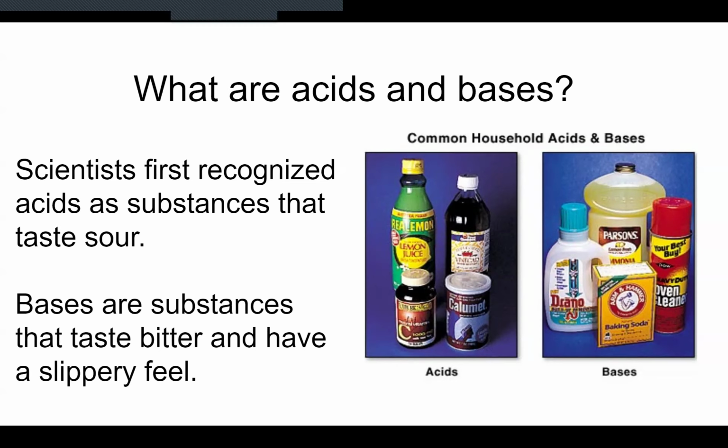We have acids and bases in our houses. They're not necessarily dangerous. Vinegar, lemon juice, orange juice, any kind of a soda is typically an acid. Bases include baking soda, Drano drain cleaner, ammonia cleaner, oven cleaner. These are things that we encounter every day.